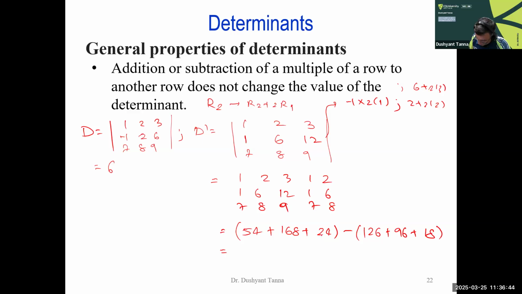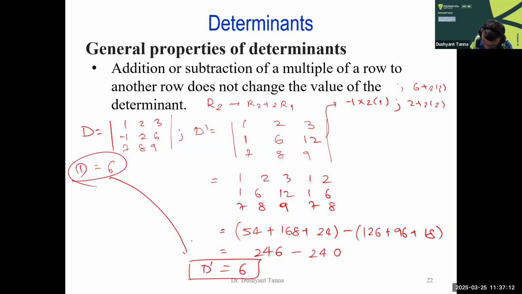So if you add them up, 4 plus 8 plus 4, that's 16, carry 1. 3 plus 6 is 9, 9 plus 5 is 14, so 4, carry 1. So that will be 246 minus 6 plus 6 plus 8, so that's 20, 0, carry 2. So 10, 2, 12, 14, carry 1, so 2, 14. That's 6, so your D dash is 6, which is the same as D, and this is what we wanted. The value does not change. Awesome. It's such a great property. I'll tell you how we will use it pretty soon.